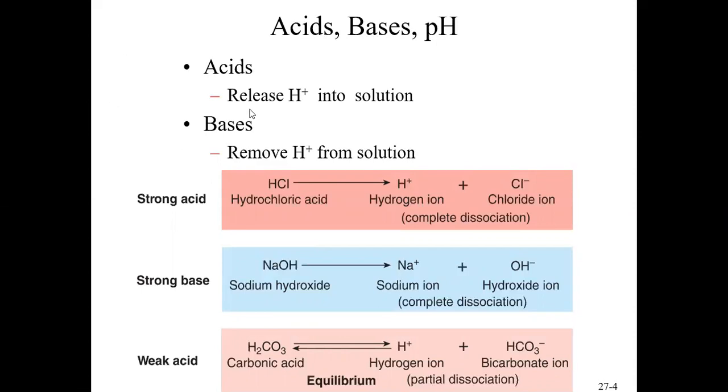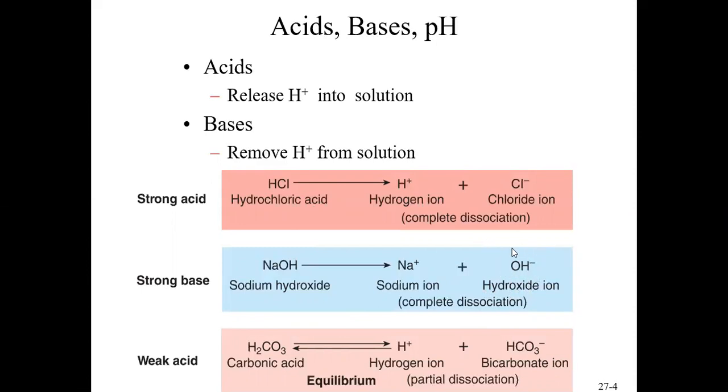A definition for a base, or an alkaline chemical, is something that removes hydrogen ions from a solution. The second example is sodium hydroxide. That's a strong base, and it dissociates in a liquid into sodium ions and hydroxide ions. The power of that hydroxide ion is that it soaks up hydrogen ions, almost like a sponge. If you imagine hydrogen ions very close to the hydroxide ions, the hydrogen and the hydroxide would combine.